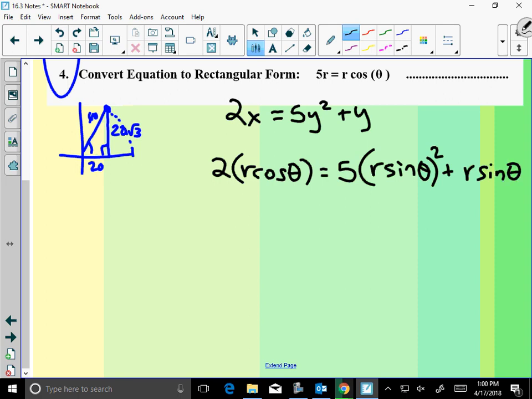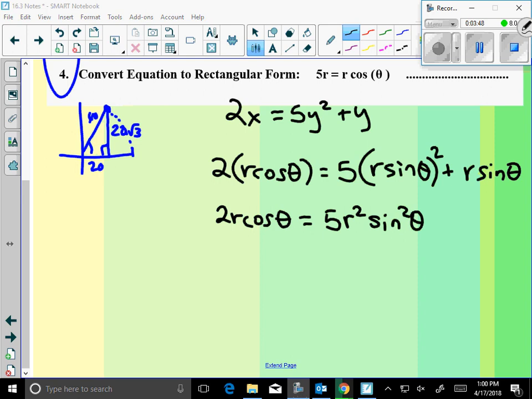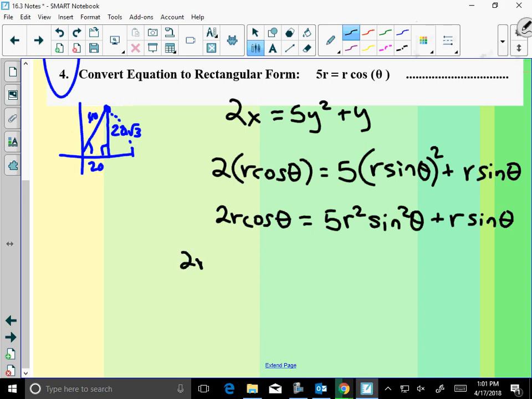Okay, let's see what happens here. This would give me 2r cosine theta equal to 5r squared sine squared theta. Let me take a moment here. Okay, let's subtract the r sine theta. So I get 2r cosine theta minus r sine theta equal to 5r squared sine squared theta. Now what? Thoughts?